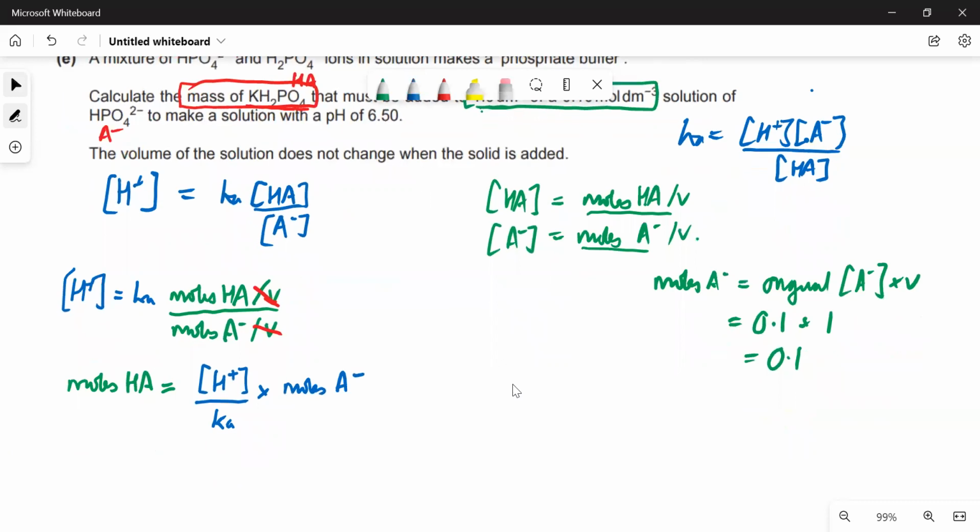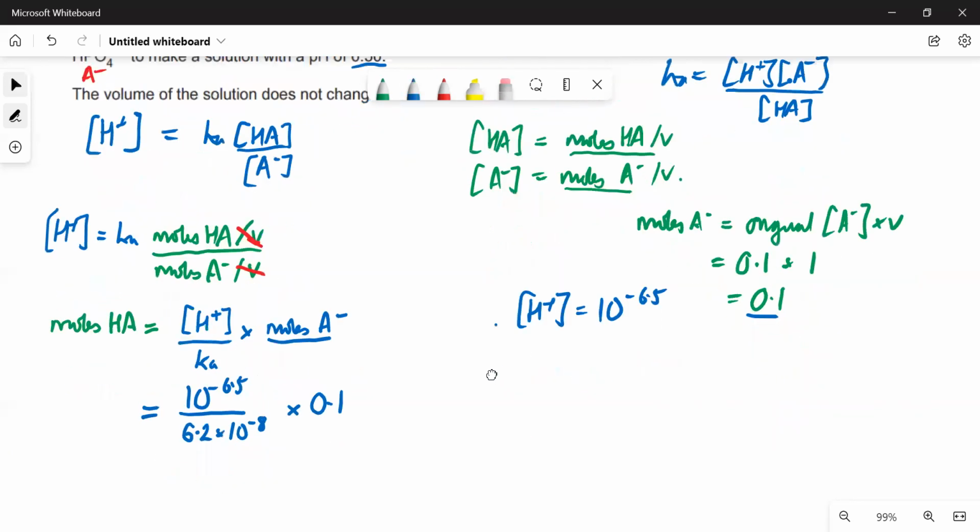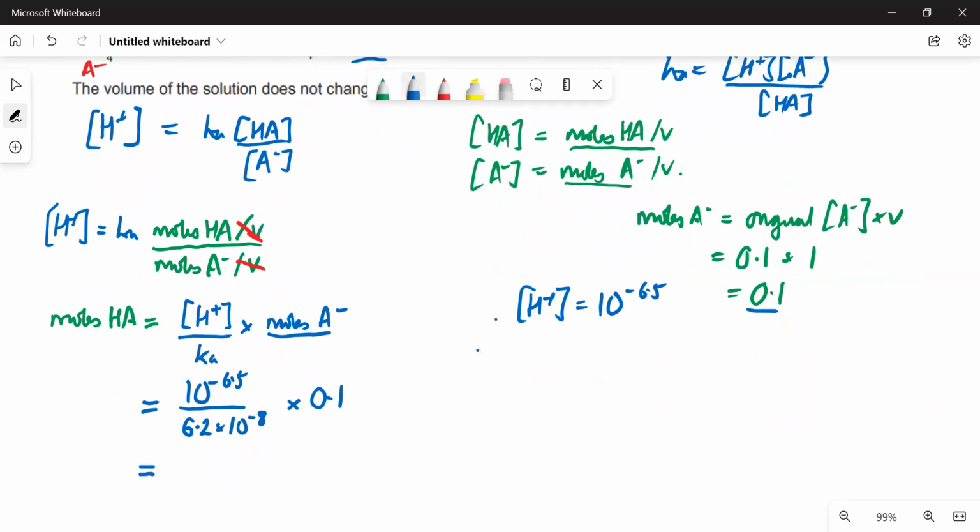H plus, well, the pH is 6.5, so H plus is equal to 10 to the power of minus 6.5, isn't it? So that's going to be equal to 10 to the power of minus 6.5 divided by Ka, which is 6.2 times 10 to the minus 8. The moles A minus, we've just worked that out, is 0.1. So we evaluate that, what do we get? That is the moles of HA is equal to 0.51.